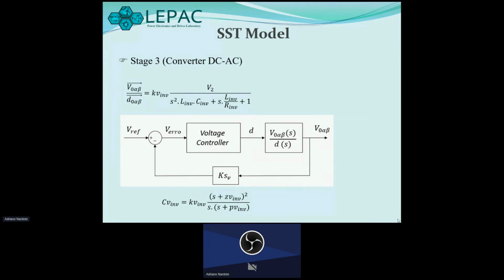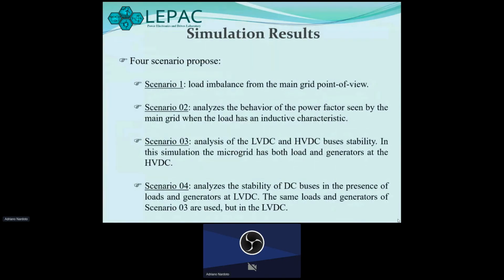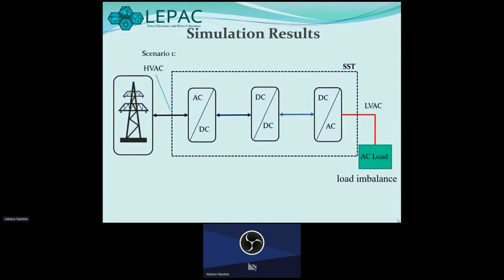Now that we understand how SST works, let's go to the simulation's results. 4 scenarios were proposed and will be analyzed in the next slides. Scenario 1. Load imbalancing from the main grid point of view. This scenario considers a 50 kilowatt resistive load connected to the LVAC bus in star configuration without neutral connection.